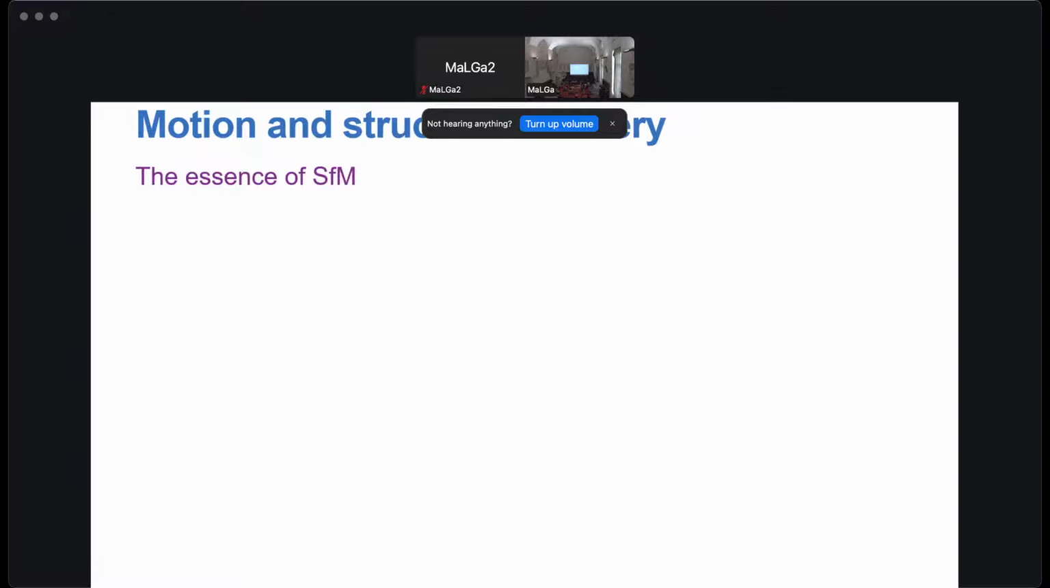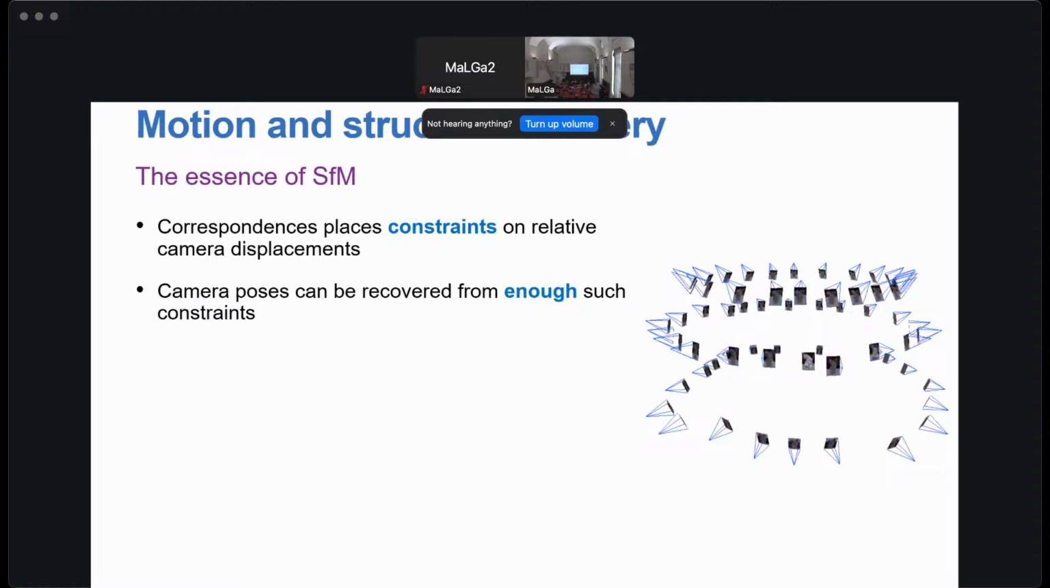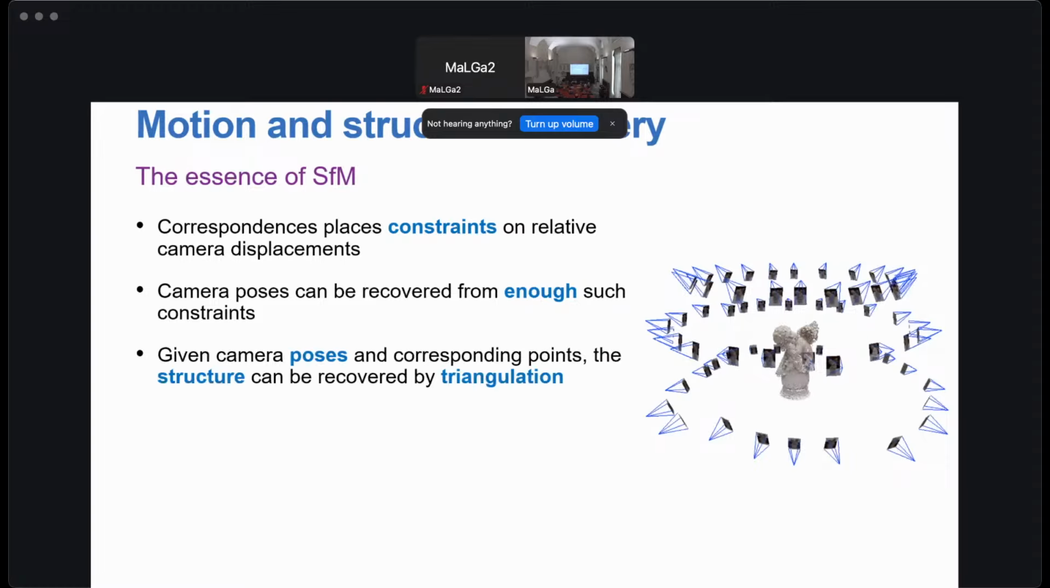Now the boring part starts. As I said, my PhD was spread over several tasks, but I started loving geometry from this point, from the rectification thing. And from that, I started working on structure from motion. In a few words, structure from motion starts from correspondences that place constraints on relative camera displacement. If you collect enough of these constraints, the poses of the cameras can be obtained, and then when you have the cameras, these little pyramids in this plot, you can get the structure, a cloud of points representing the surface of your object.